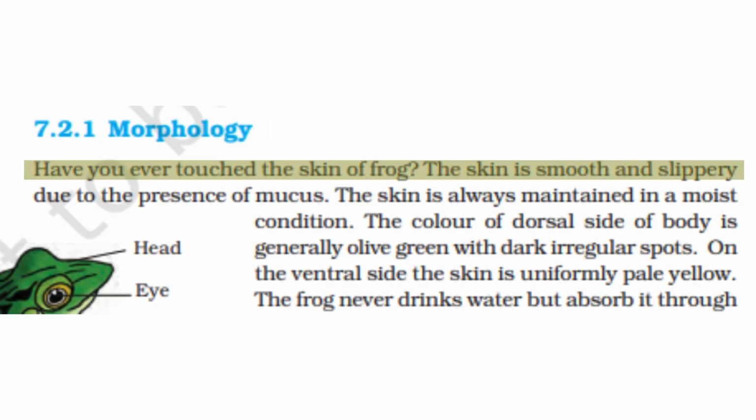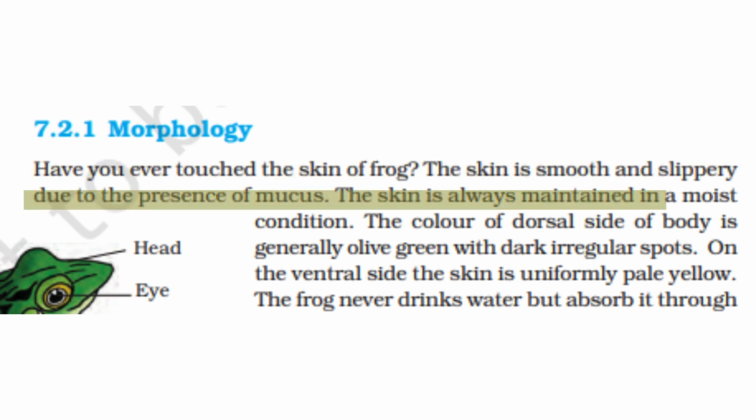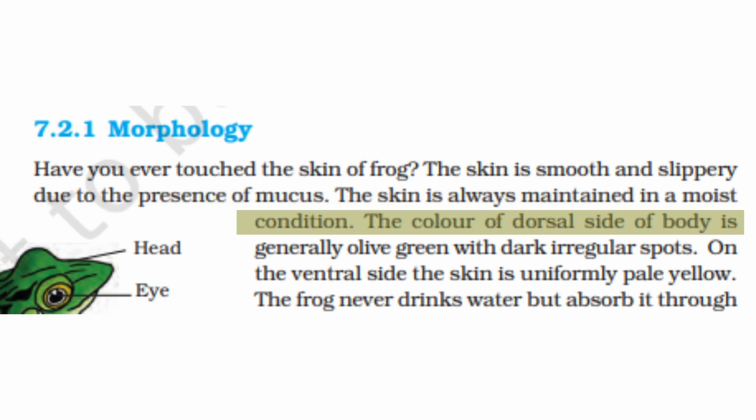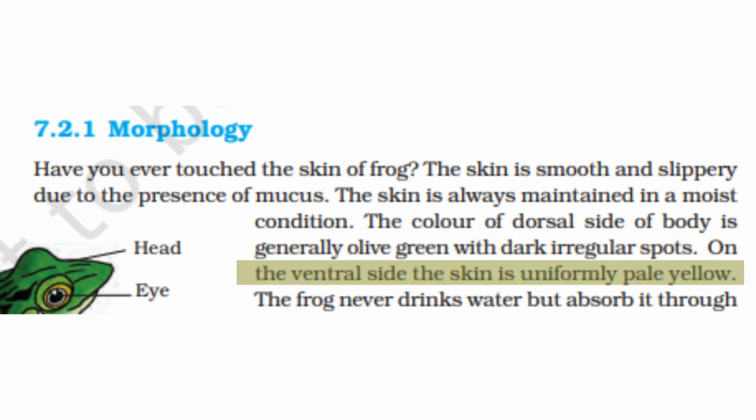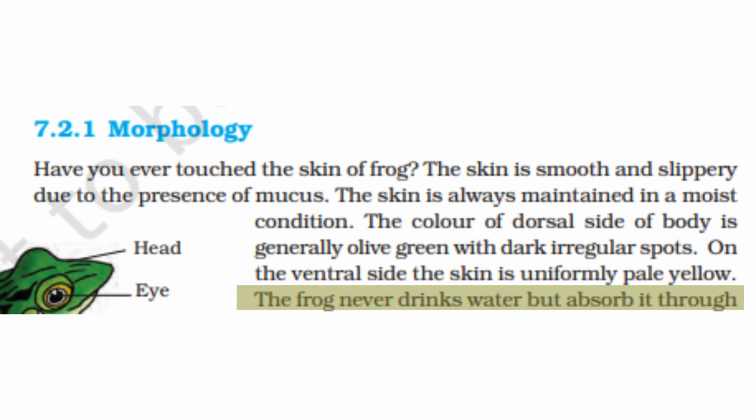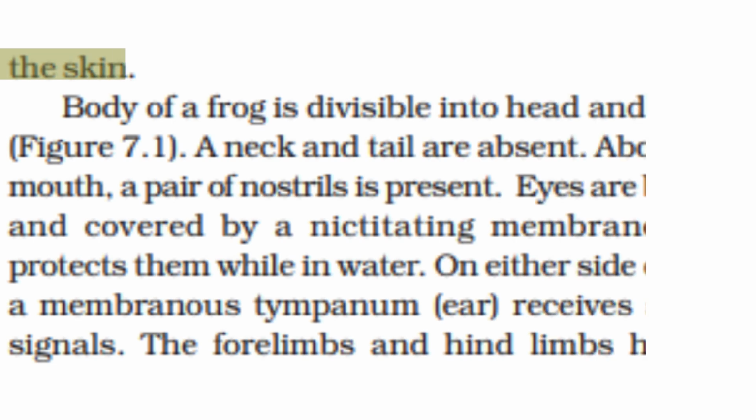Morphology. Have you ever touched the skin of a frog? The skin is smooth and slippery due to the presence of mucus. The skin is always maintained in a moist condition. The color of the dorsal side of the body is generally olive green with dark irregular spots. On the ventral side, the skin is uniformly pale yellow. The frog never drinks water but absorbs it through the skin.